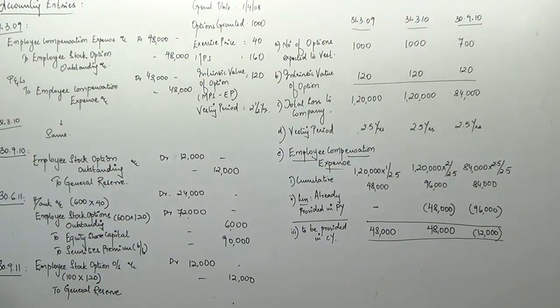Check once. How much employee stock option outstanding did you provide in the first year? 48. Second year, 48. 96. Third year, I debited it by 12. So 96 will become 84. Out of 84, on exercise I utilized 72,000. How much balance left out? 12,000. That 12,000 is written off to general reserve. At the end of 30th September 2011, you will observe that your employee stock option outstanding account will become zero.